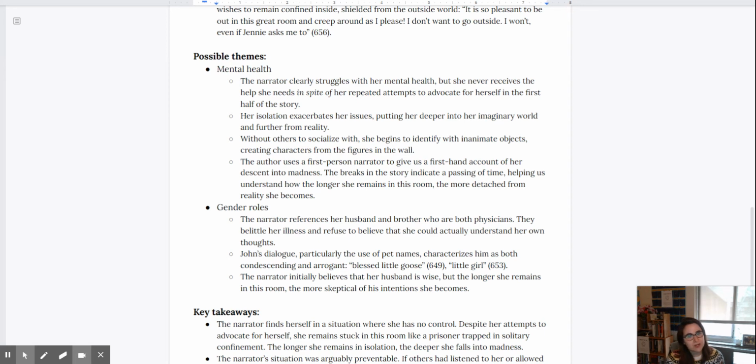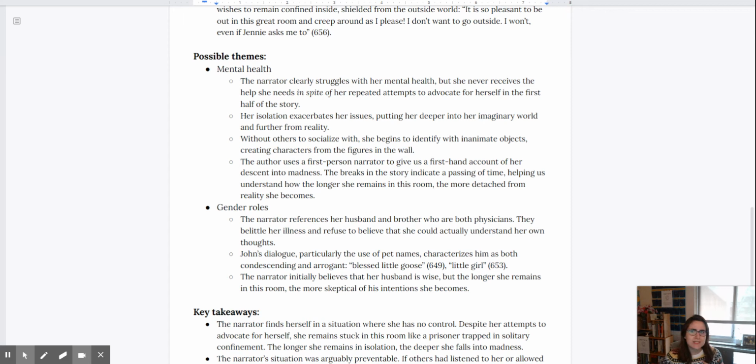As would have been customary for the time, the husband is obviously in charge. Her husband and her brother are both physicians. They're both doctors. So she references that both of them think there's nothing wrong with her, and therefore there must be nothing wrong with her. And so they're almost gaslighting her into thinking that she's fine when she's really not. And that causes her to distrust herself as well. She refuses to believe at the beginning that they may be wrong.